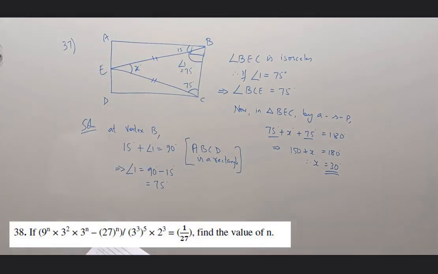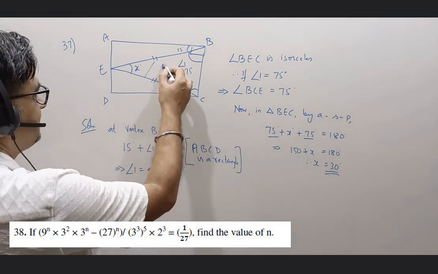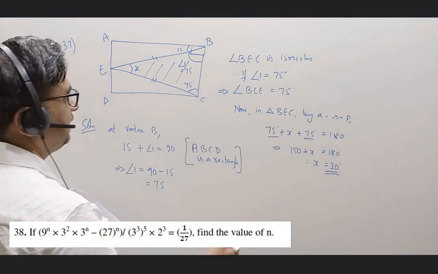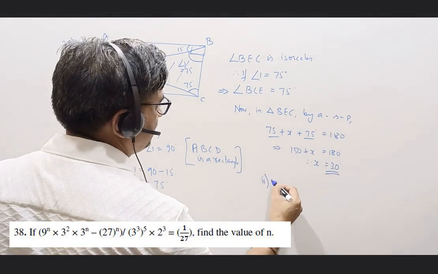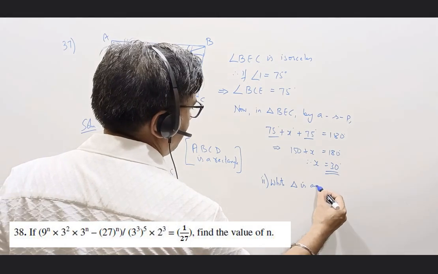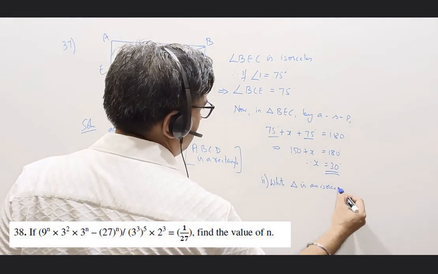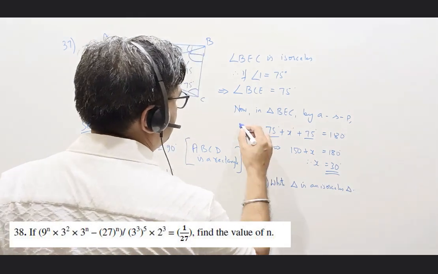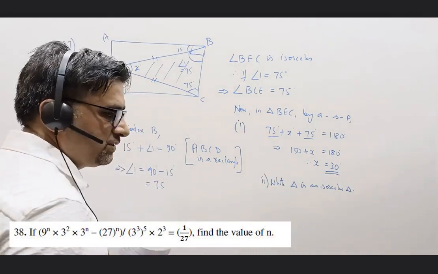Name the type of triangle, the white triangle. This is showing as the white triangle in the figure. So the white triangle is an isosceles triangle. So this is 1 and this is 2.